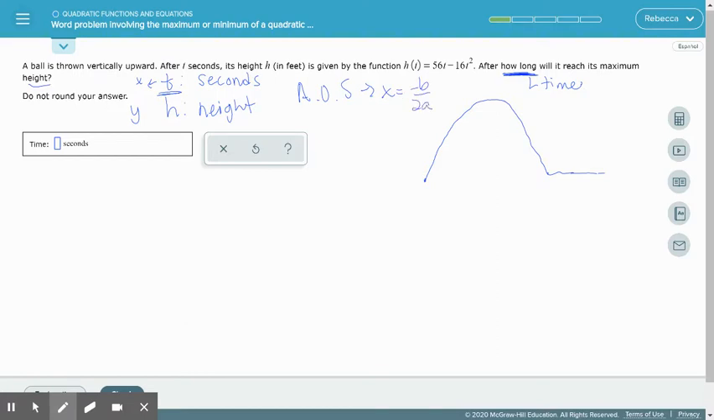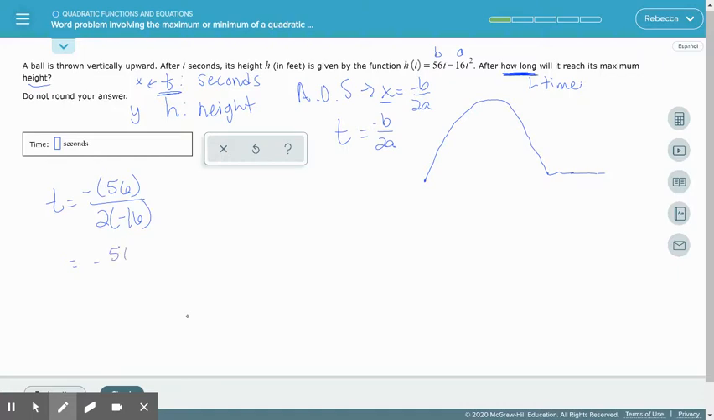And we're not really using x in this problem, we're actually using t. So we're just going to transform x into a t, and we'll have the opposite of b over 2a. So our t will be negative the opposite of 56, because b is in front of the single variable and a is in front of the variable squared. And then we'll have 2 times negative 16. So we'll go ahead and do that calculation.